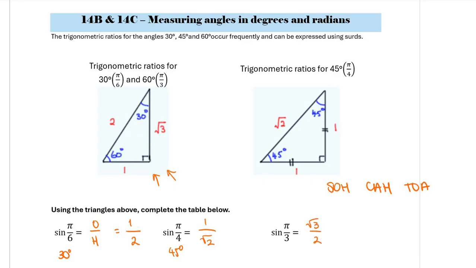Now, not every triangle has to have the lengths 1, 2, and root 3 if they're 30 degrees and 60 degrees. What that means is that the ratios are always going to be 1 to 2 to root 3. So if I doubled all these, I would still get a similar triangle. Okay, so these still have the same ratio. So it's not always the same length, it's just the ratio to keep in mind.